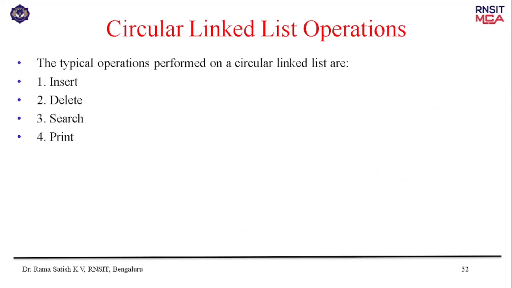And what are the operations involved in this circular linked list? There are four major operations: insert, delete, search and print. For the insert operation, as you know, you can insert at the end of the linked list. For the delete operation, you can do either a front delete, an end delete, or an in-between node delete. For search, you can search anywhere. And finally you can print also. Printing, you can print all the nodes starting from the first node to the last node. So that is the thing.